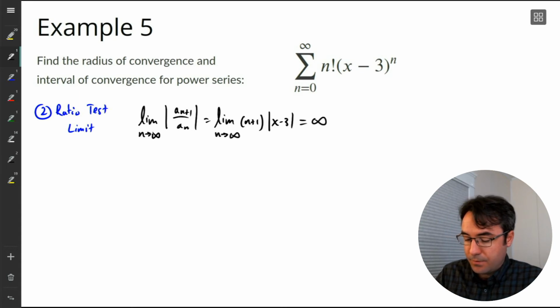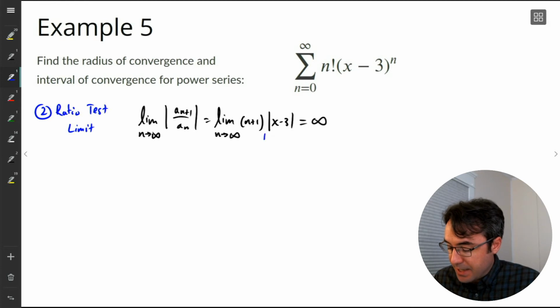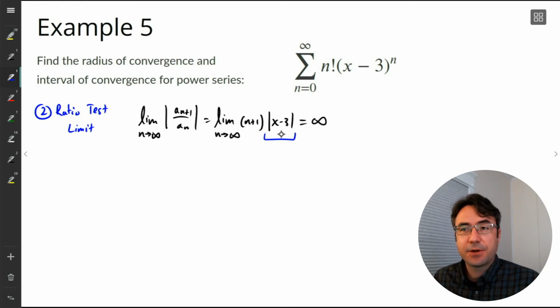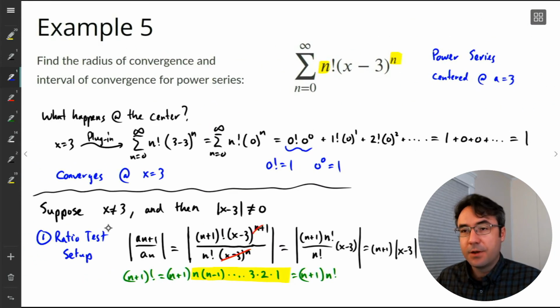And why this is equal to infinity is because of this absolute value of x minus 3 term, which we made note of right over here. We're supposing that x does not equal 3, so that the absolute value of x minus 3 does not equal 0.